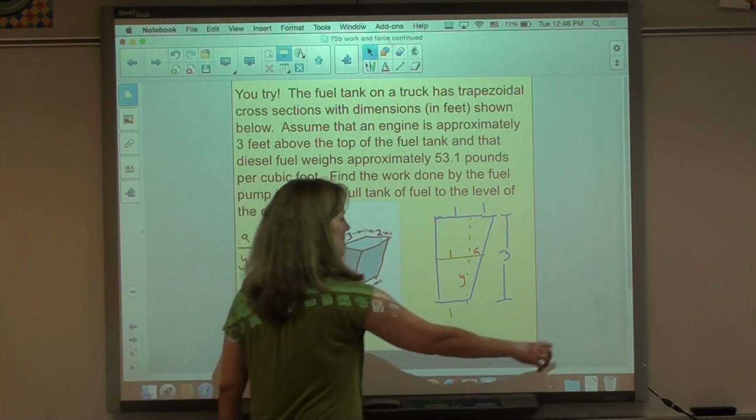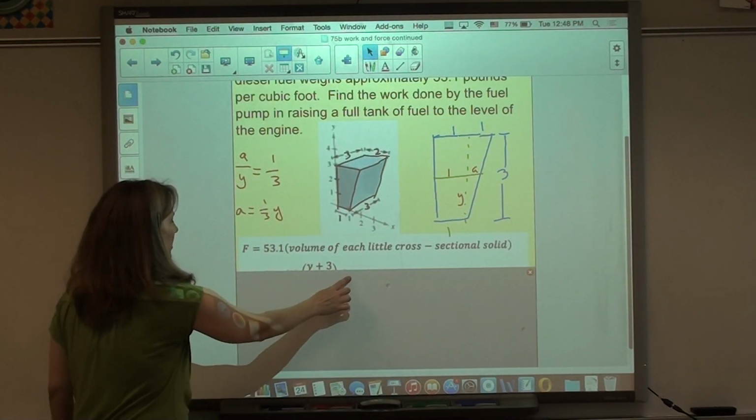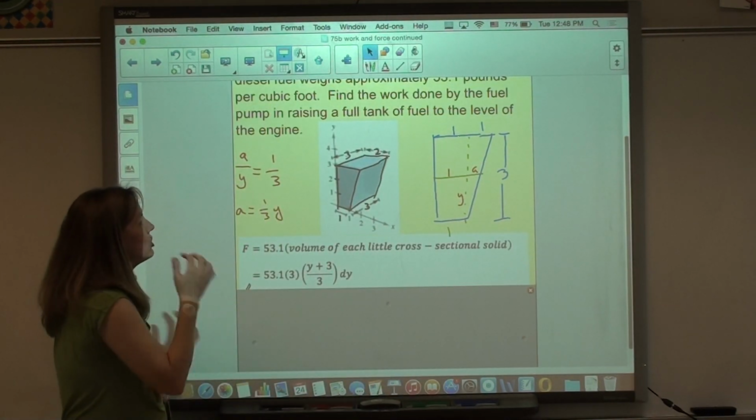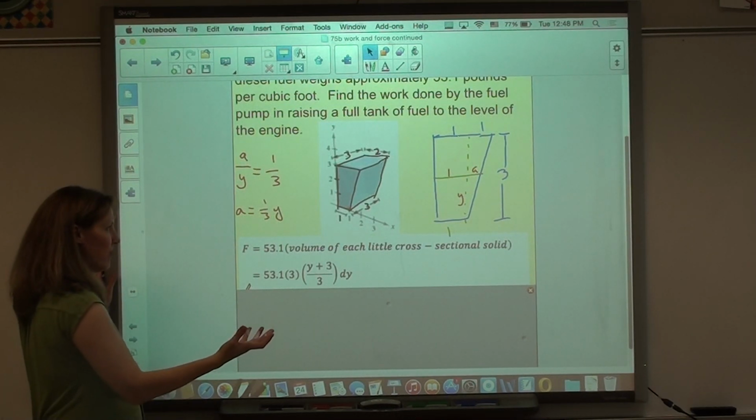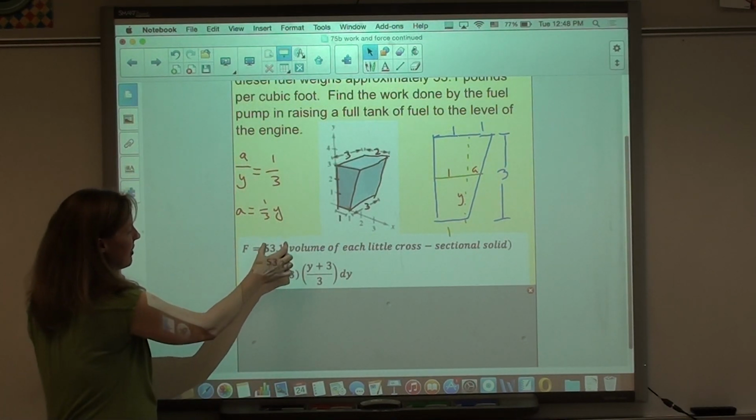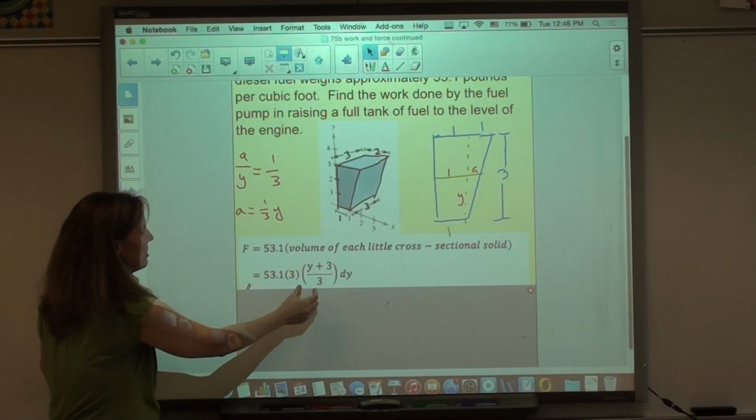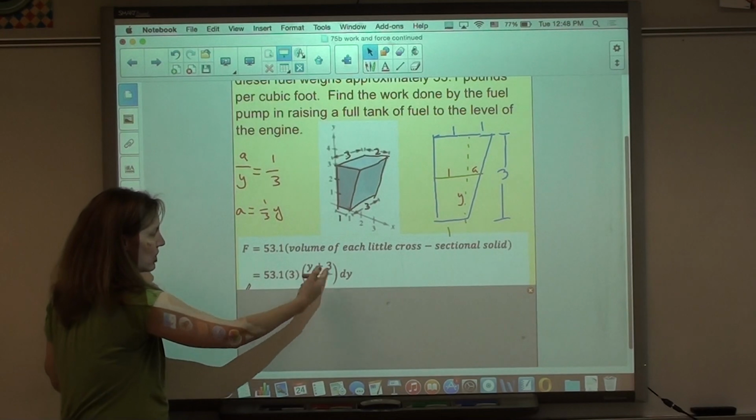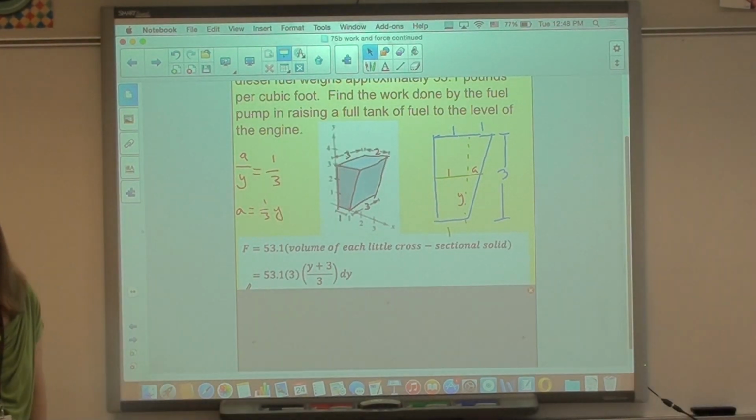Alright, so your total force from the weight of the water is that 53.1 pounds per cubic foot, or sorry, fuel, times 3 times (1 plus 1/3 Y), which I wrote as (Y plus 3) over 3. It's the same thing, dy. Yes. Can you go over the area again?